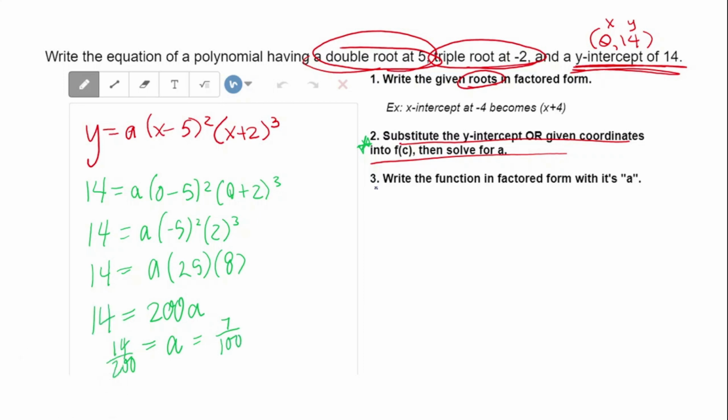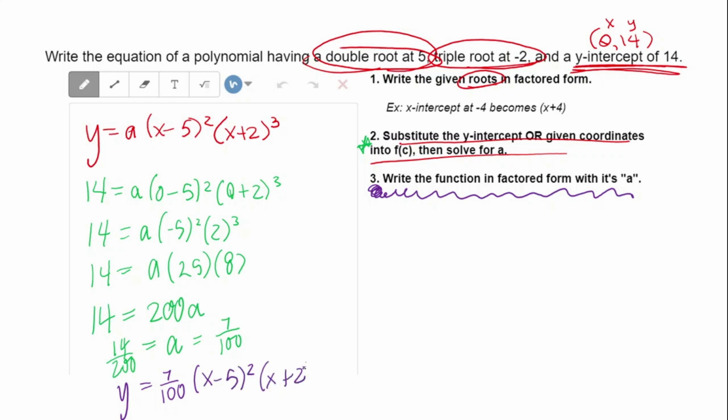So now I'm going to rewrite my first row of work, that red stuff, with my a value in there, my leading coefficient. And the leading coefficient is 7 over 100, and the factors are (x minus 5) squared, (x plus 2) cubed, and that's it. We wrote the equation.